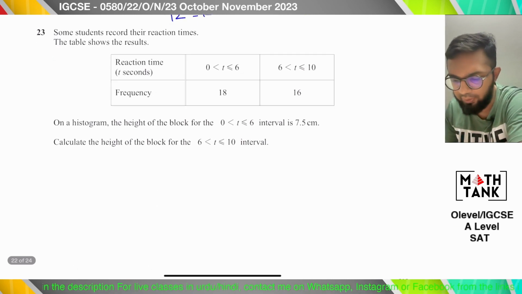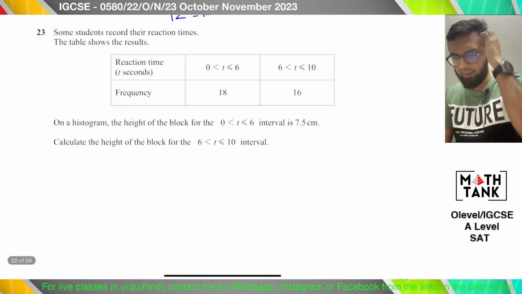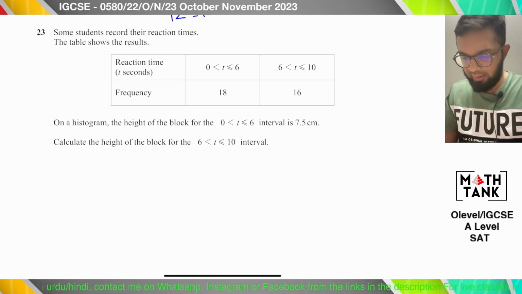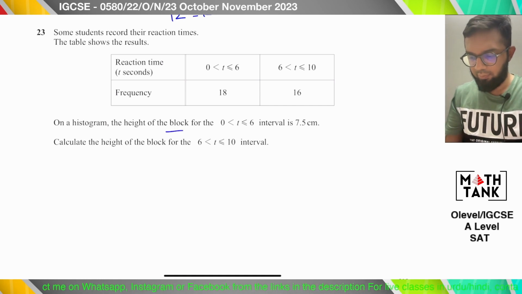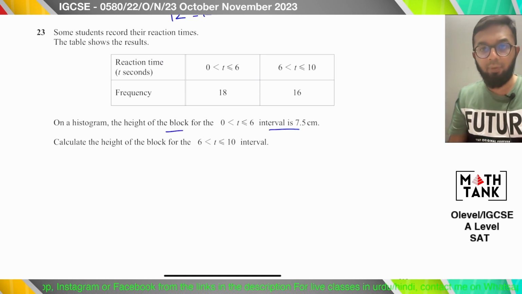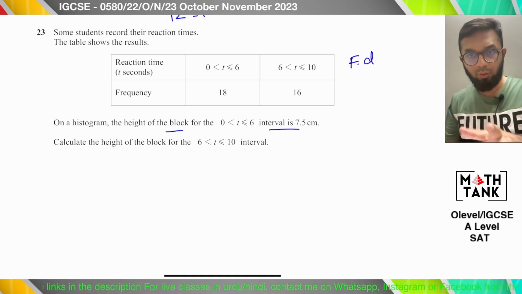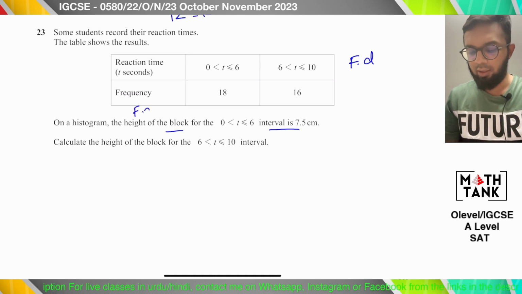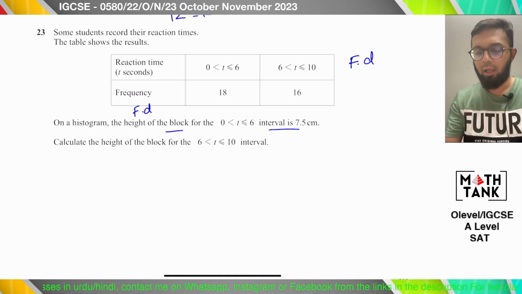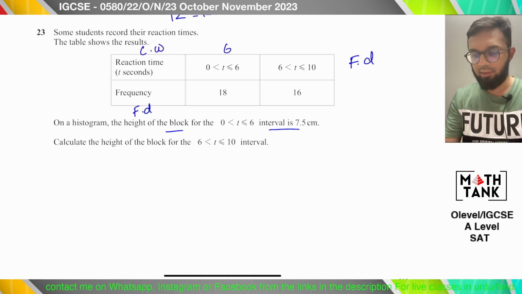Then I have some students record their reaction times. The table shows the results on a histogram. The height of the block interval is 7.5. So the height in a histogram is basically the frequency density. So you should be focused on frequency density rather than the centimeters that you have. How do you calculate frequency density? You need the class width.